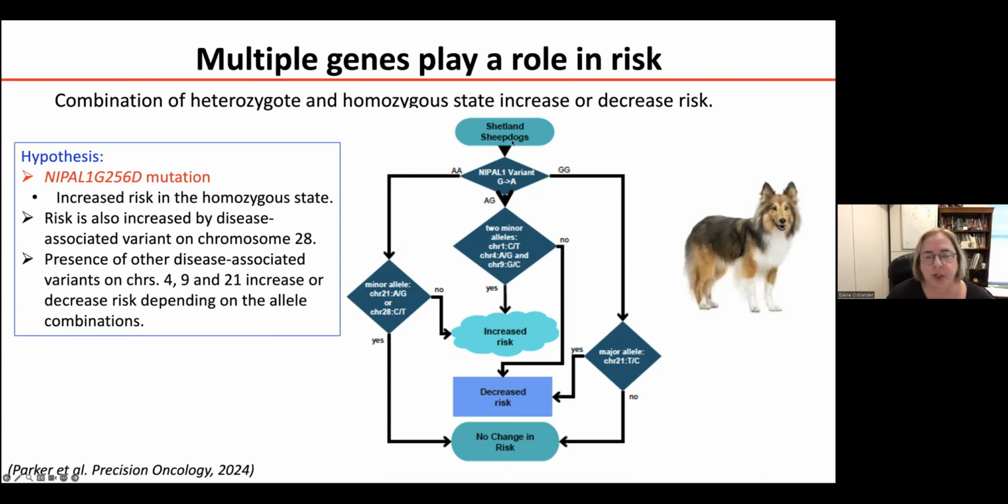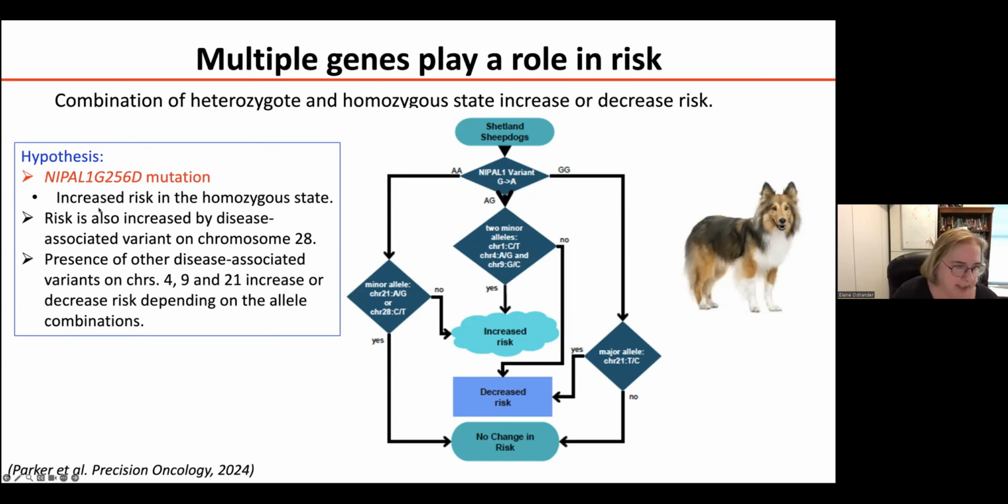For sure, the mutation in NEPAL1 increases your risk, but it can be ameliorated by these other combinations of alleles such that you end up with a decreased risk, or you can end up with no change at all, depending on how your patterns of yes and no's go. So that's what cancer does look like, right? We know it's never a single gene story. And it's really a combination of heterozygote and homozygous states that end up putting you where you are in terms of your cancer risk.